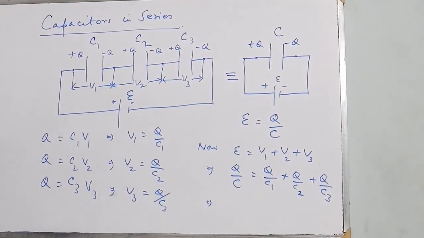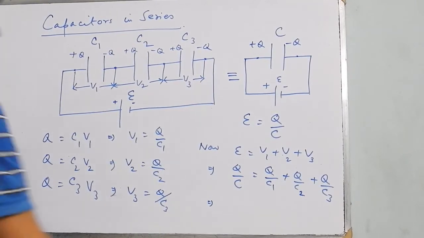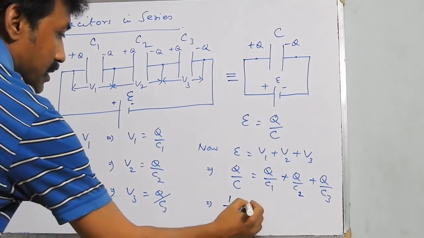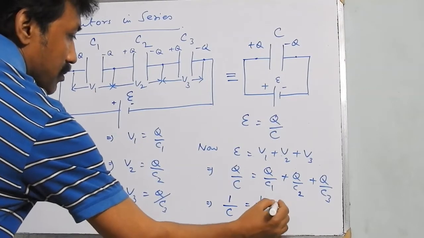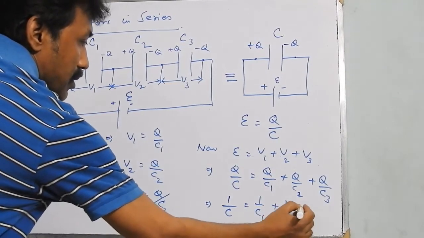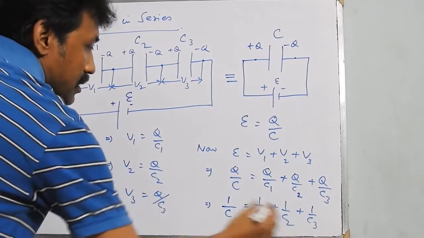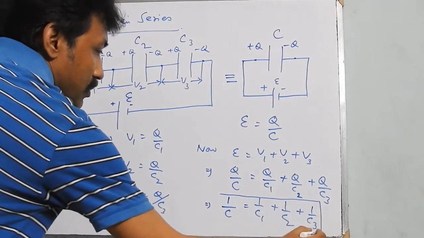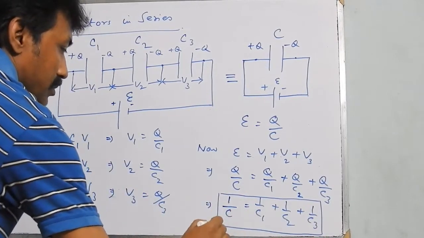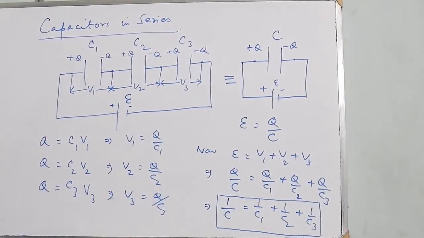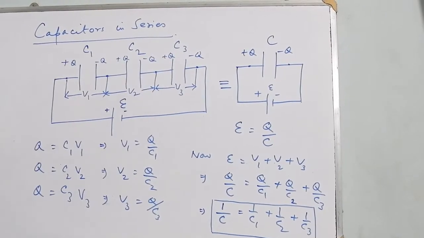Taking Q common from the right hand side and cancelling out, we get 1 by C is 1 by C1 plus 1 by C2 plus 1 by C3. So capital C is the equivalent capacitance of the series combination of C1, C2 and C3.